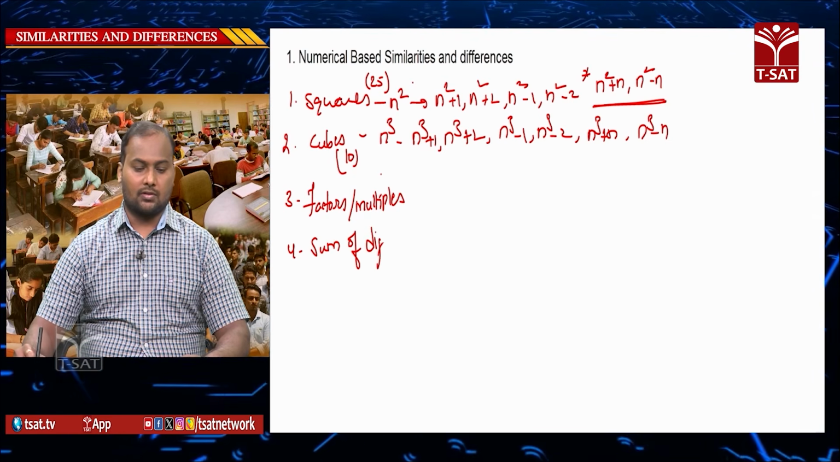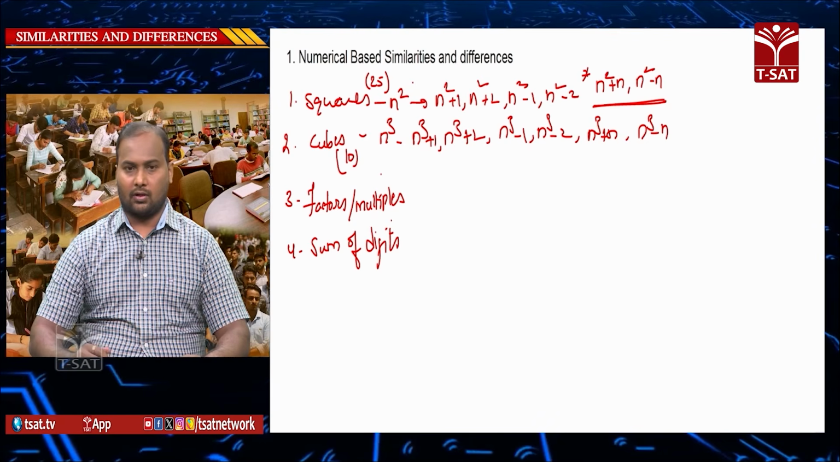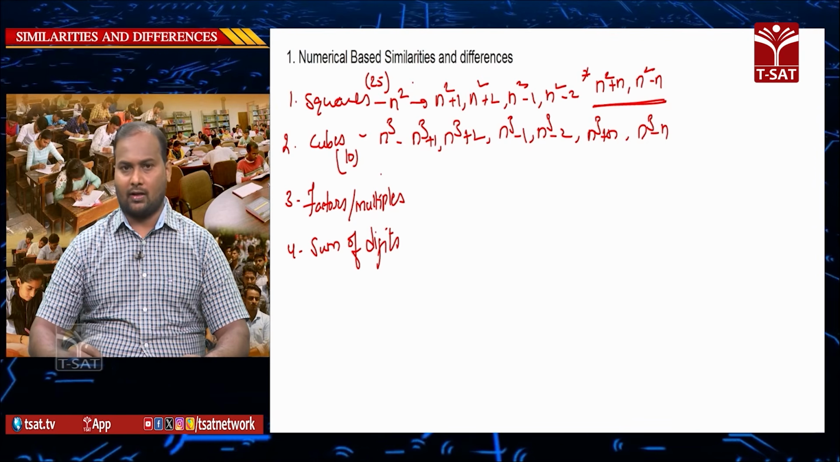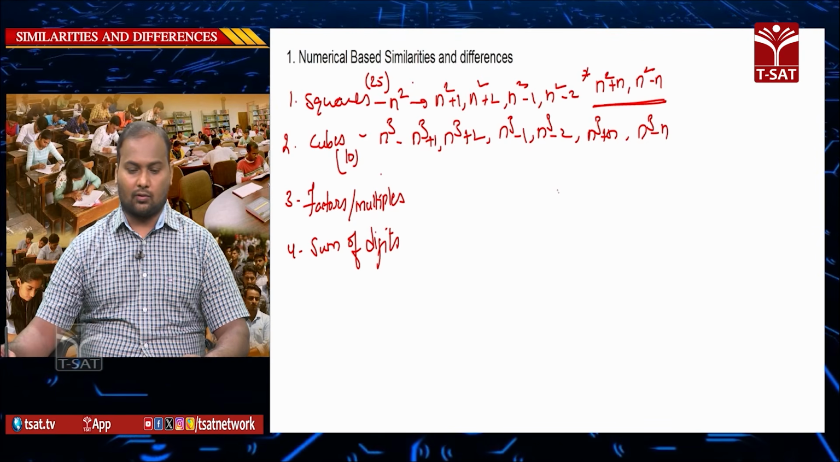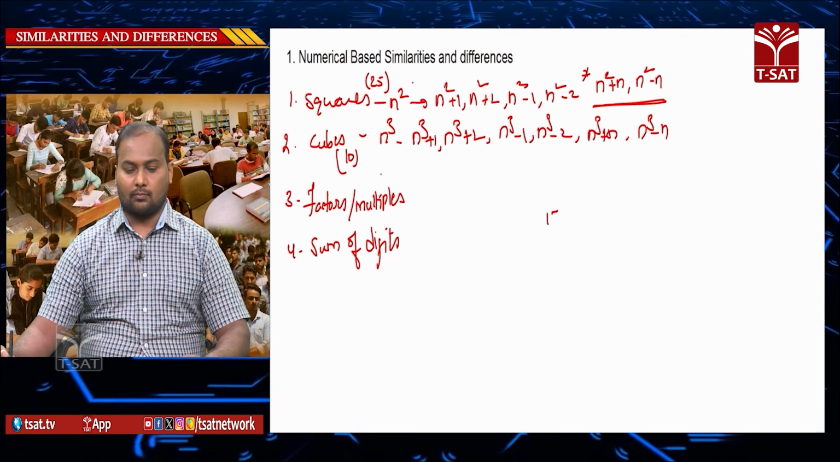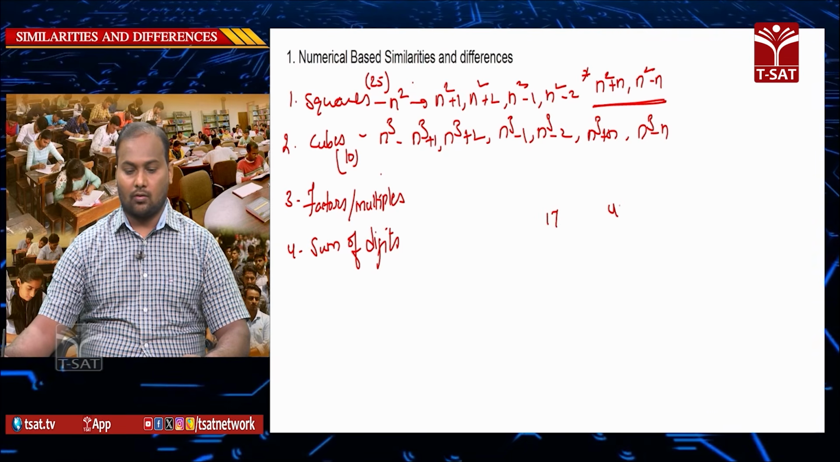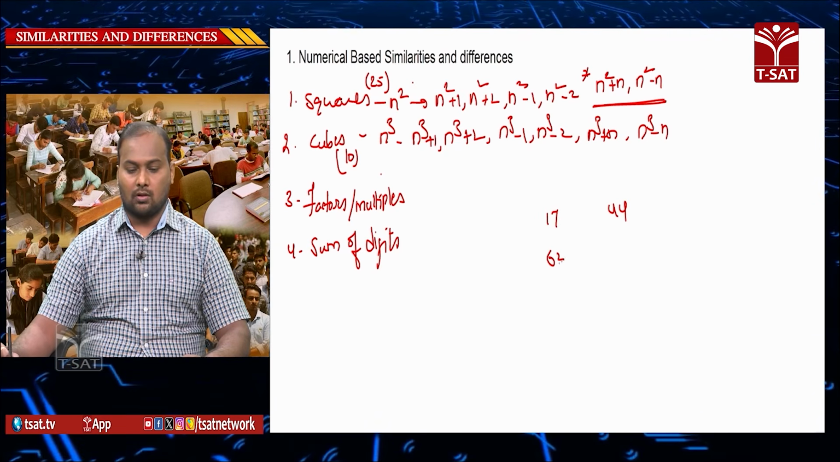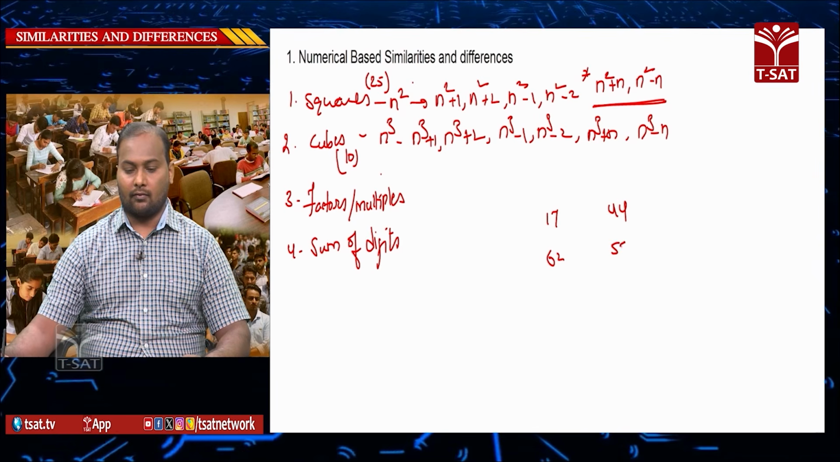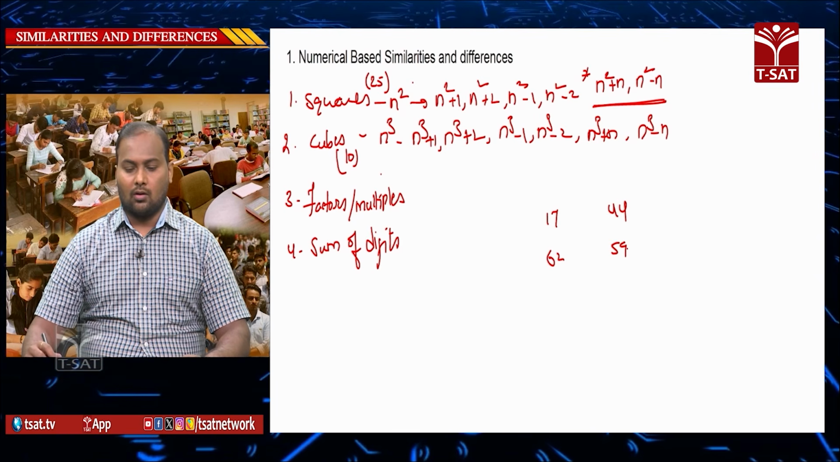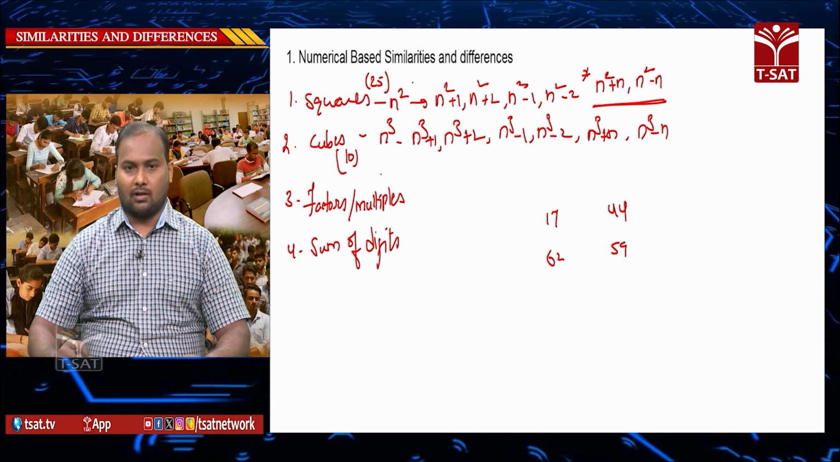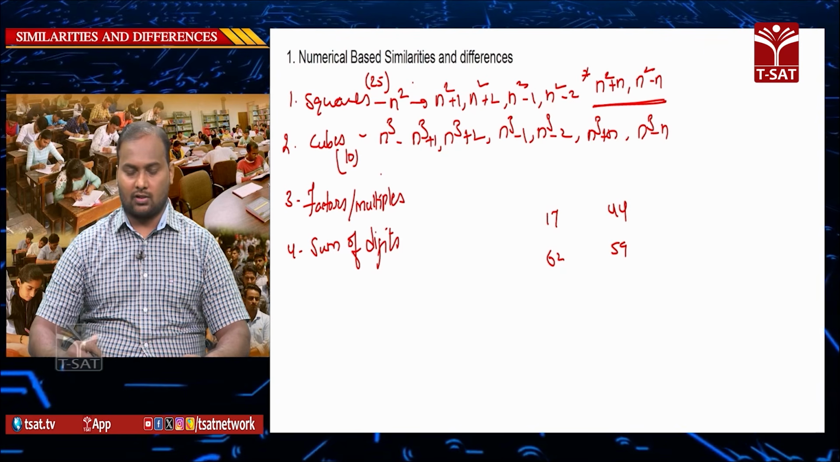Sum of digits. This becomes a very important topic. For example, how can we expect a question? For example, the question we can expect is like 17, 44, 62 and 59. Okay. Now, what is the similar logic for these options?